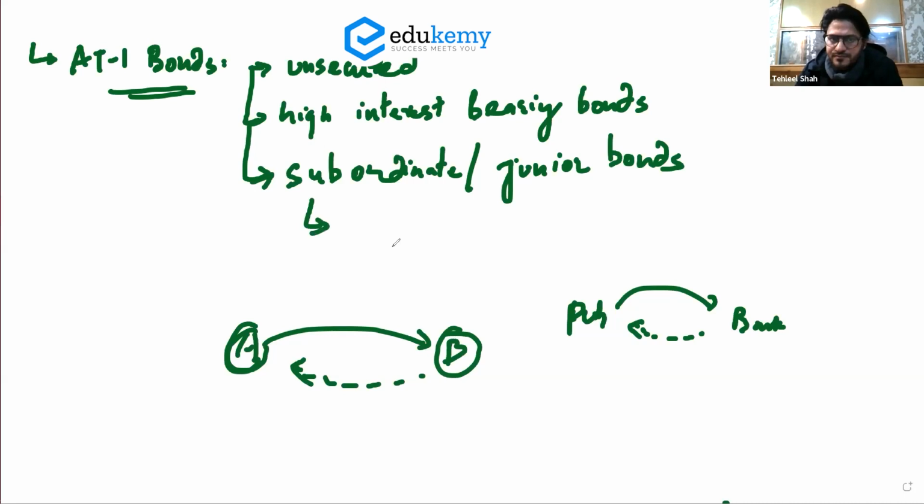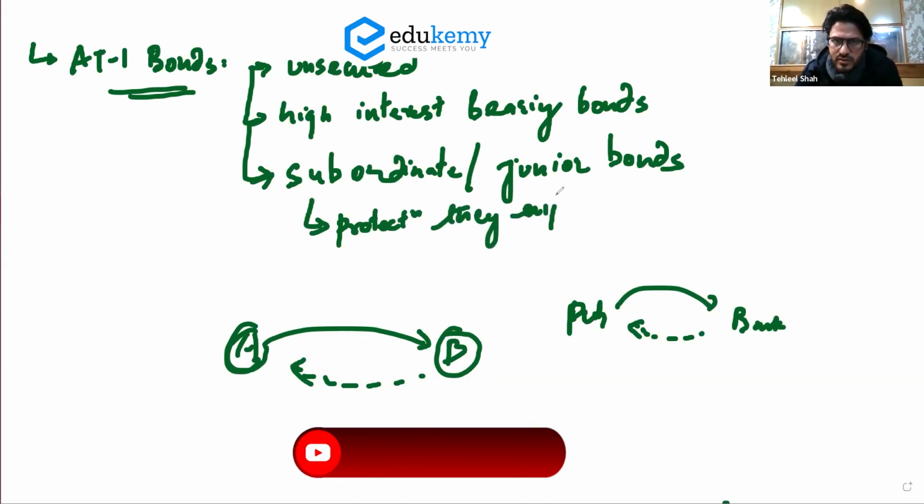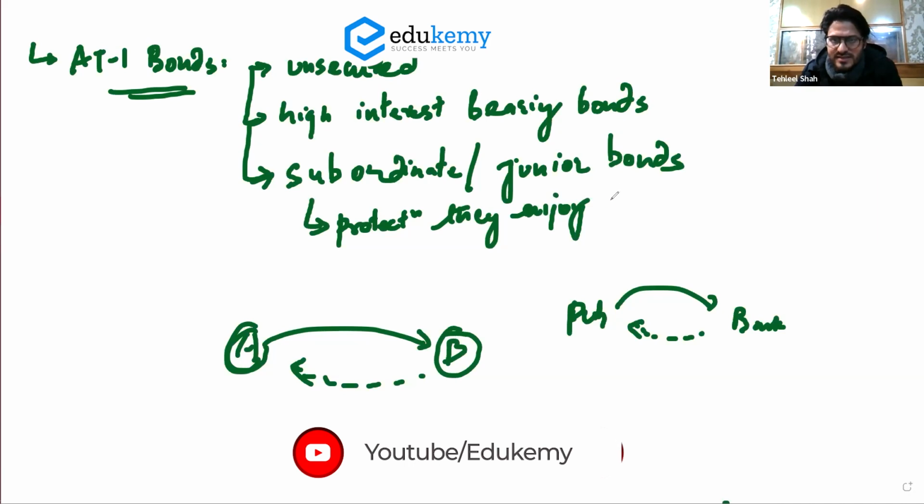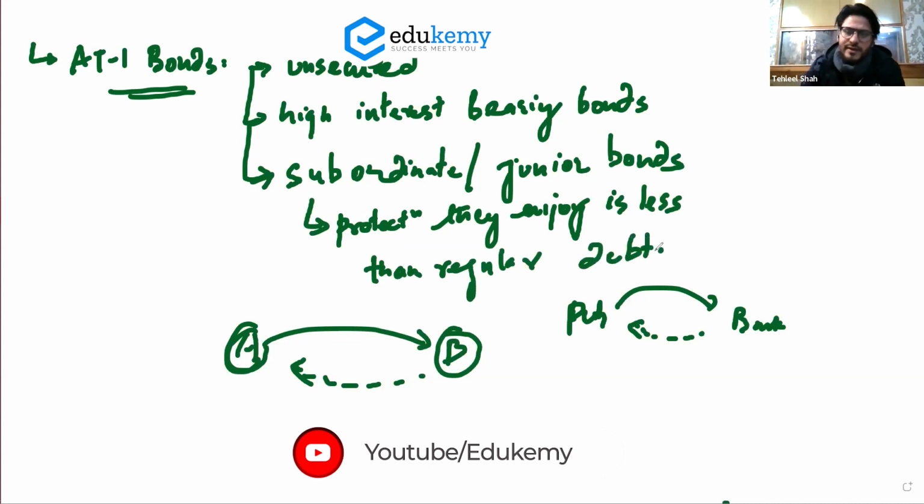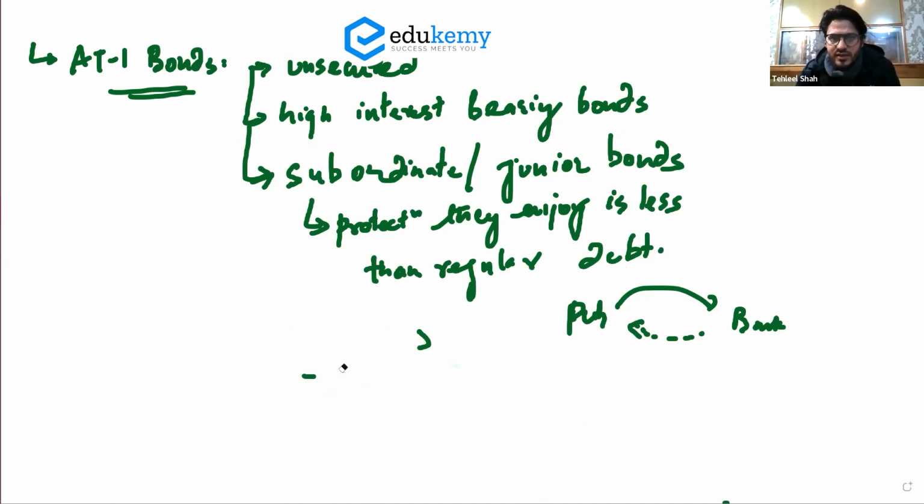Why subordinate? Because the protection they enjoy is less than regular debt. Okay, so this is your another feature. They are unsecured, they are high interest bearing bonds, and they are subordinate or junior bonds.